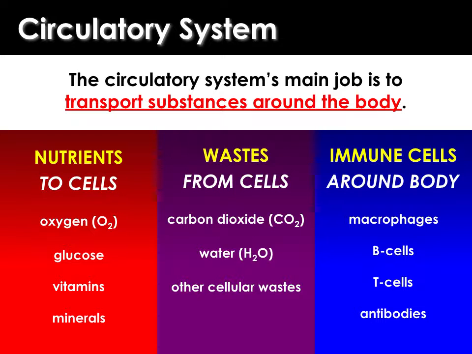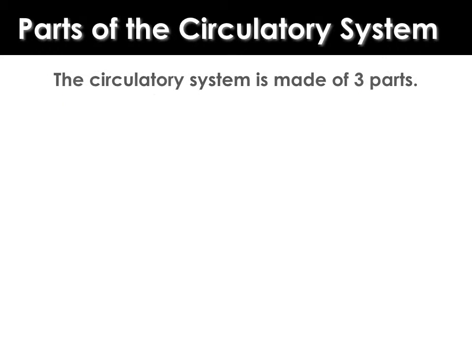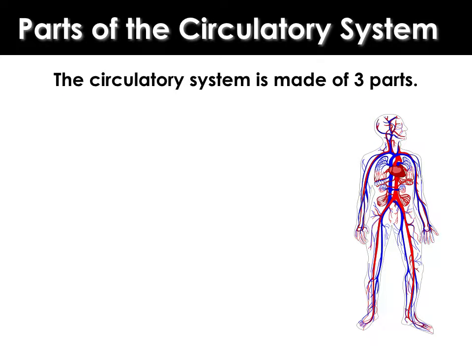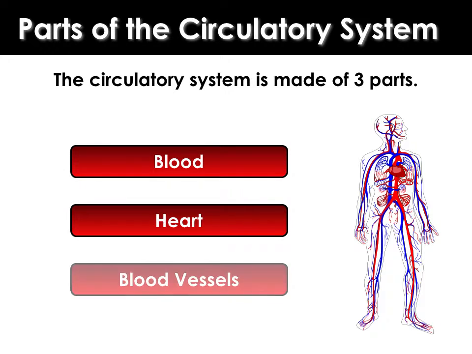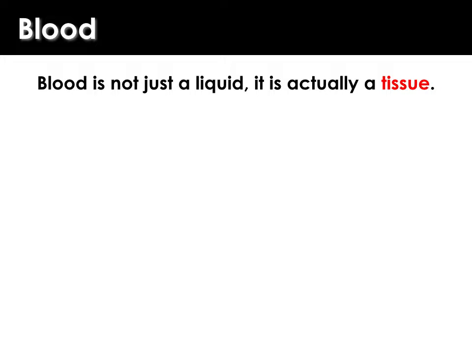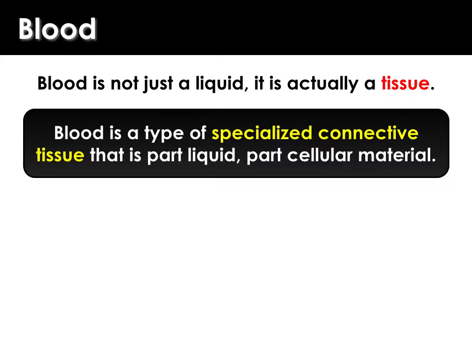And it also moves immune cells around the body. Those immune cells include macrophages, B cells, T cells, and antibodies. The circulatory system is made up of three main parts: blood, heart, and blood vessels. The blood is not a liquid, it's actually considered a tissue. In fact, it's a specialized connective tissue that is part liquid and part cellular material.